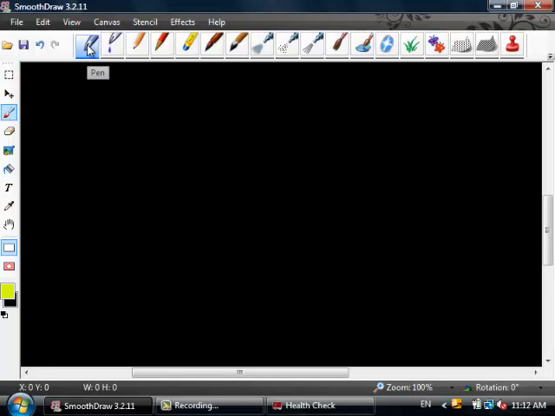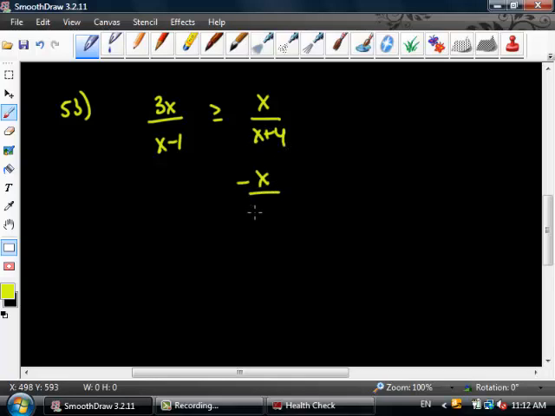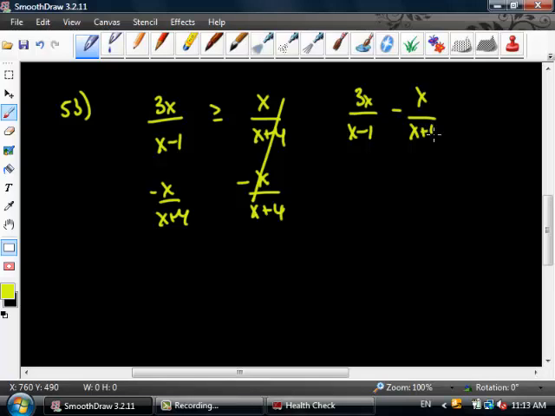All right, let's do one that is a little more tricky, like 56. No, 53. I feel that I will like 53 more. So 3x over x minus 1 is greater than or equal to x over x plus 4. Now I'm going to subtract x over x plus 4 from both sides. So I get 3x over x minus 1 minus x over x plus 4 is greater than or equal to 0. Now from here, it's critical numbers, right?